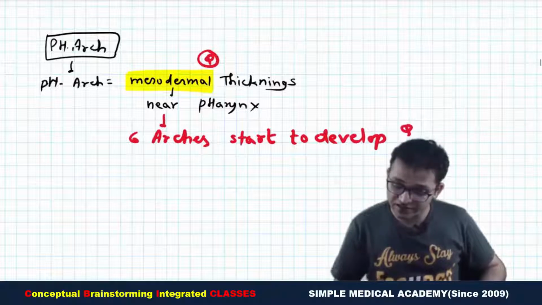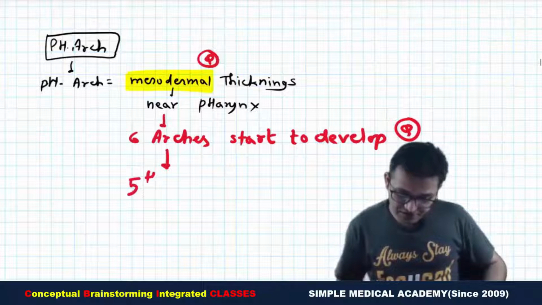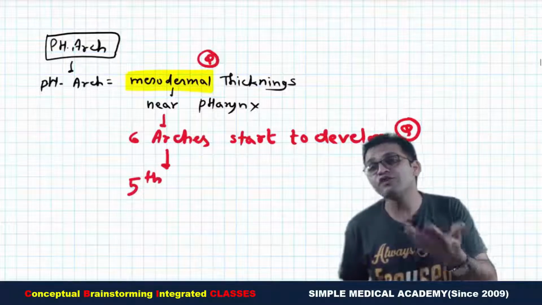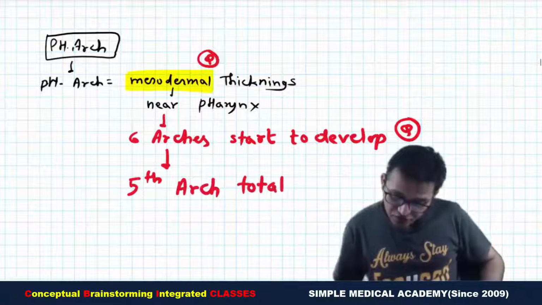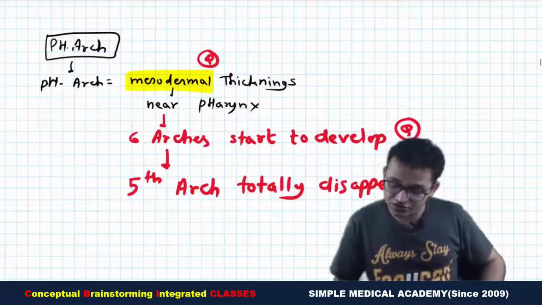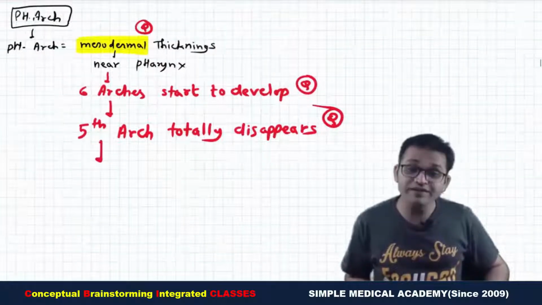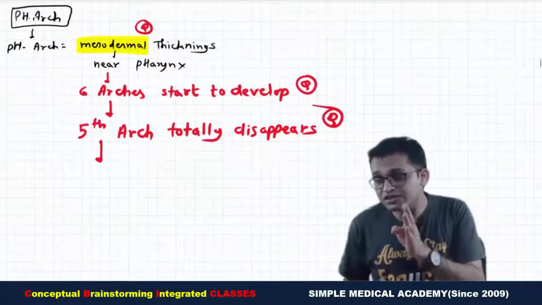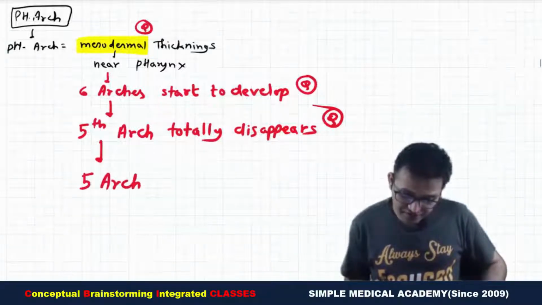At the starting, how many arches? 6. Next MCQ, but remember the 5th arch totally disappears. So this is one MCQ for your basics for your FMGE exam. 5th arch totally disappears. So this is another MCQ. And next MCQ, due to the 5th arch totally disappearing, how many arches are persisting? If the question is asking how many arches are persisting, your answer is 5 arches persist.